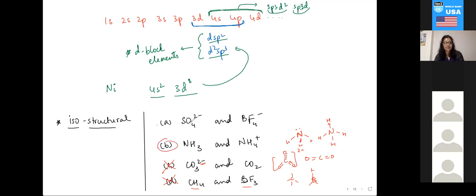And that leaves us with SO4 and BF4. The most obvious case for it is that the central atom in both cases is bonded to 4 different atoms: oxygen in this case, and fluorine in this case. Obviously there's a little bit of difference because oxygen is different from fluorine. Here there will be a double bond, in this all are single bonds. But the basic structure is the same in both. They both will have tetrahedral geometry because the central atom is bonded to 4 different atoms. So this is the correct answer.